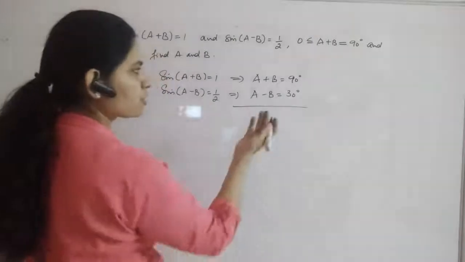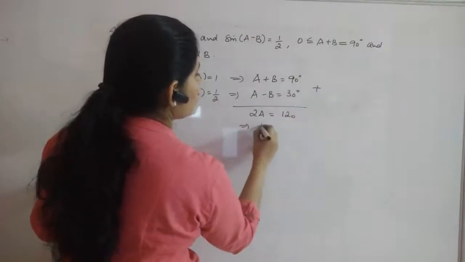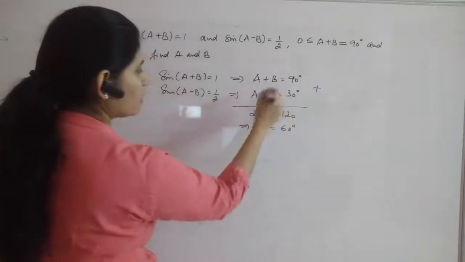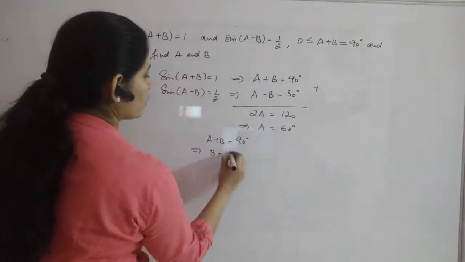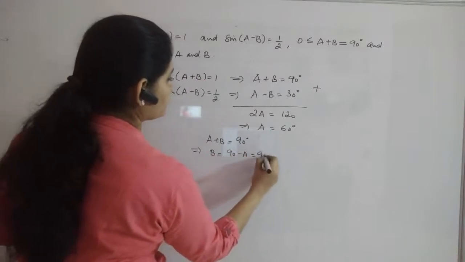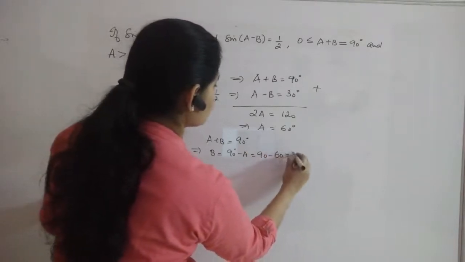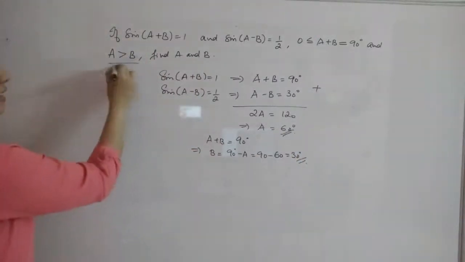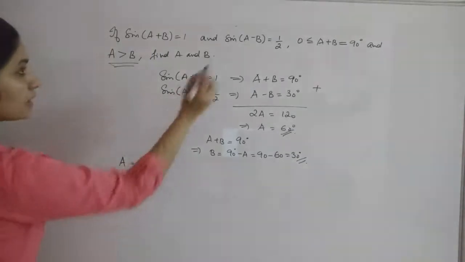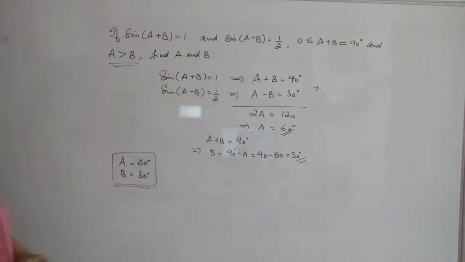Now you have to solve these two using elimination or any other method. Adding, you will get 2a is equal to 120, or a is equal to 60 degree. And from any of the equations you can find out what b is. You will get 90 minus 60, which is 30. You can just see a is 60 and b is 30. So a is greater than b. This condition is satisfied. And the other condition, that a plus b is equal to 90, is also satisfied. Therefore this is the answer. Okay, a is equal to 60 and b is equal to 30 degrees.